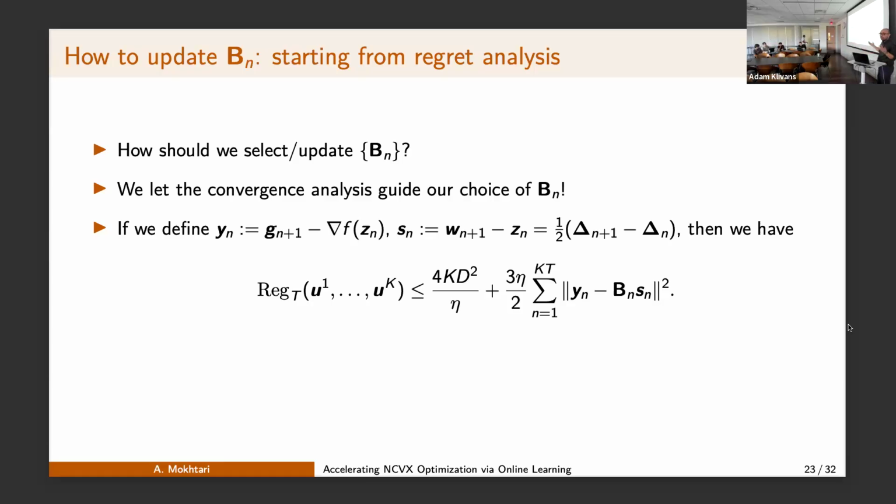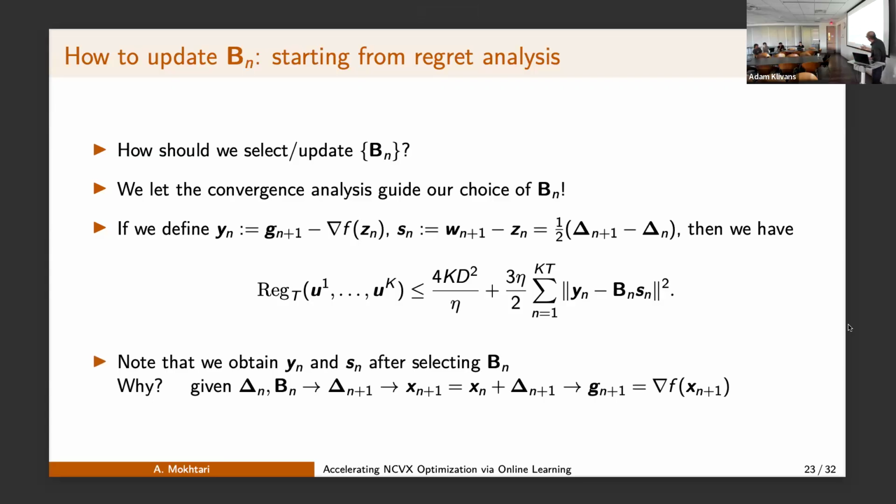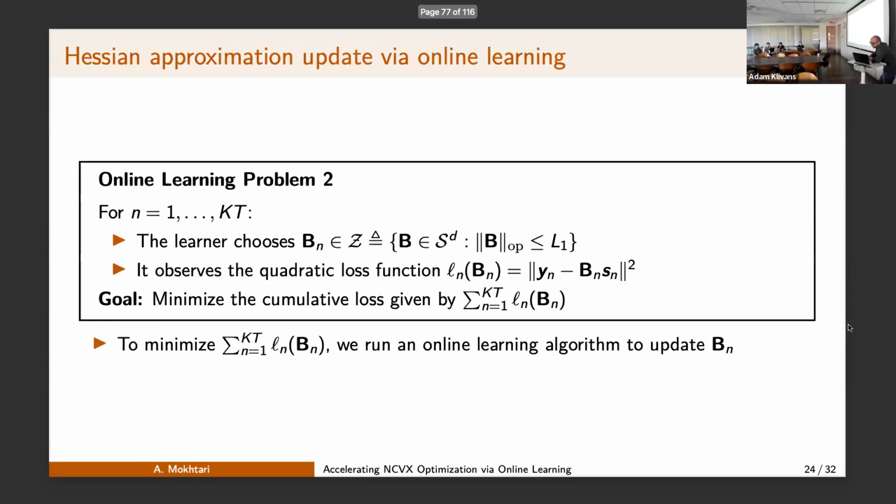Now, you should tell me how should I pick B_n? Of course, you should pick B_n such that you make this sum as small as possible. The catch here is, I don't know s_n and y_n when I'm picking B_n. So basically, you pick your B_n, then you come up with your hint, then you see the next one, then you see the difference of gradients, then you can see y_n and s_n. So that's another online learning problem, but now it's in the space of matrices. And the loss function is going to be quadratic, not linear.